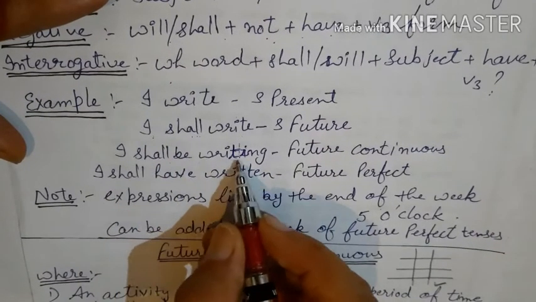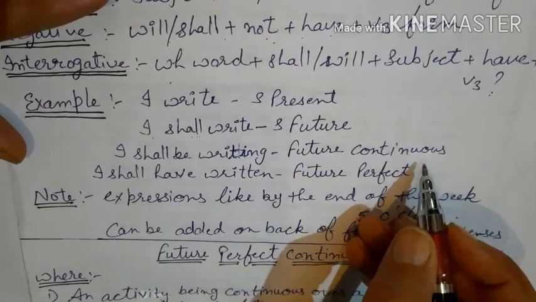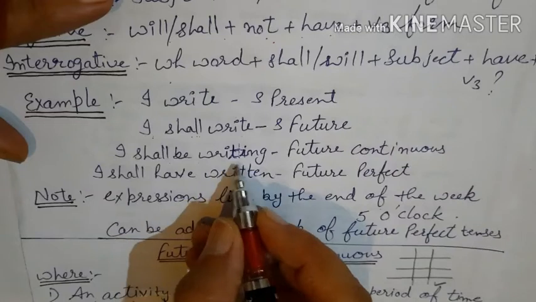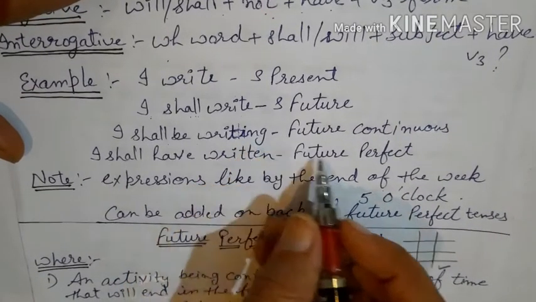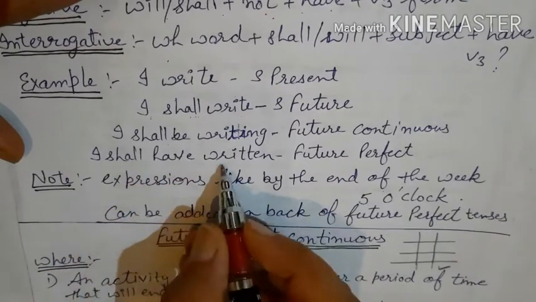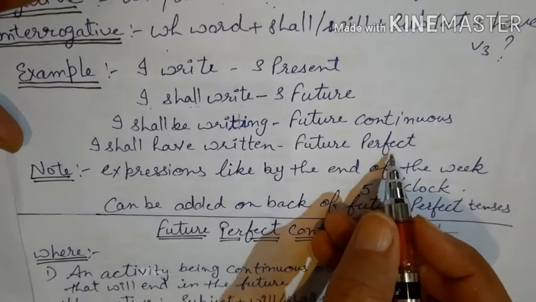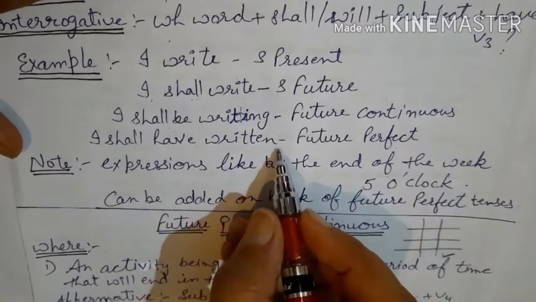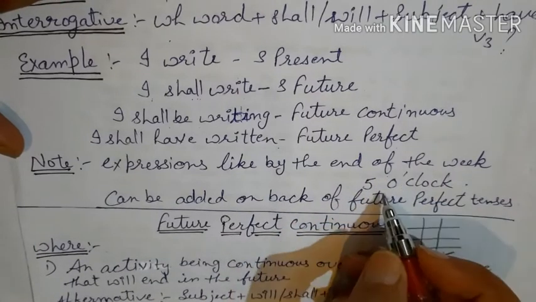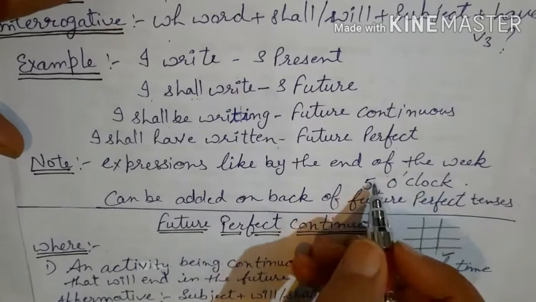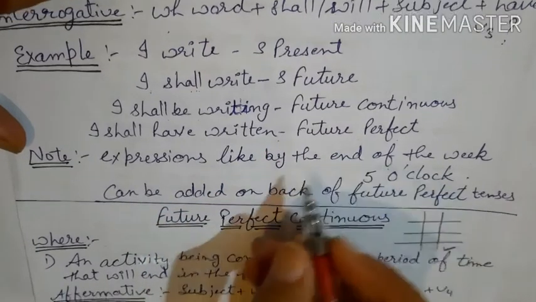I shall be writing. This becomes your future continuous: shall plus be plus ing form. If I have to change this into future perfect, I shall have written. This is your future perfect tense. Now we can add expressions like by the end of the week, by 5 o'clock. Those expressions can be added to your future perfect tense.